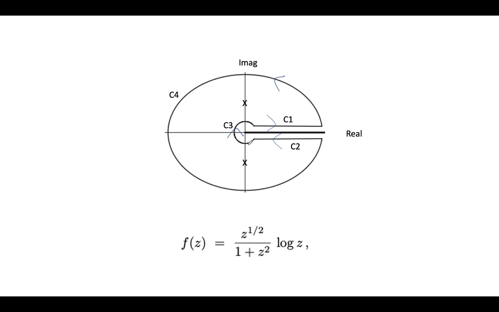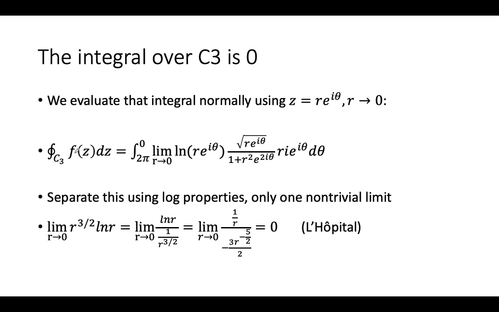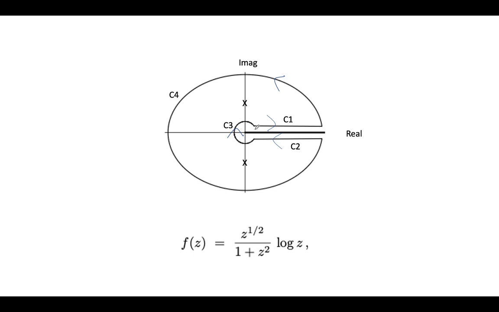So we're integrating over theta. Well, we're integrating f of z dz, but we translate that into an integral over theta. So dz becomes r i e to the i theta d theta. We just plug in z equals r e to the i theta. We get that here. And we take the limit as r goes to 0. We integrate from 2 pi to 0 because the integral is going this way.